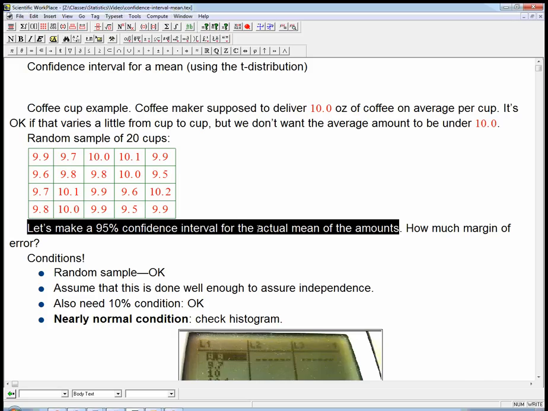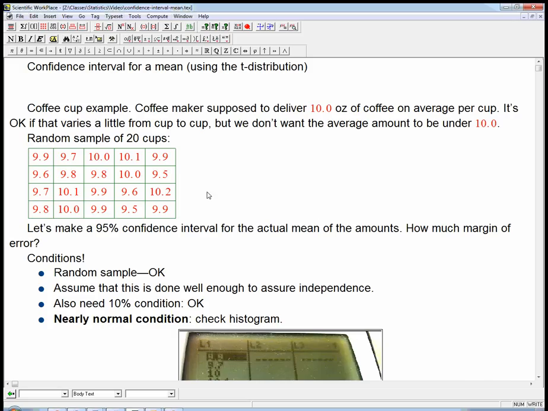It's for the actual mean, what you'd usually call the population mean. Imagine this is a sample of a few individuals out of a bunch of people, and we want to know the actual mean for the population. Here, it's if we let the coffee maker run for its entire lifetime, and we looked on average, what does it give over the entire lifetime? What's that going to be? Okay. In particular, we'd like to know how much margin of error there is.